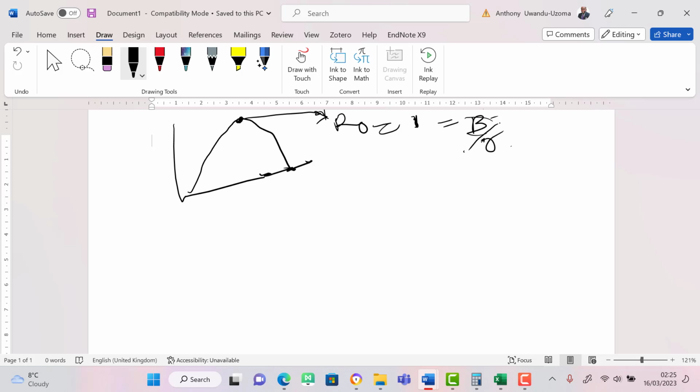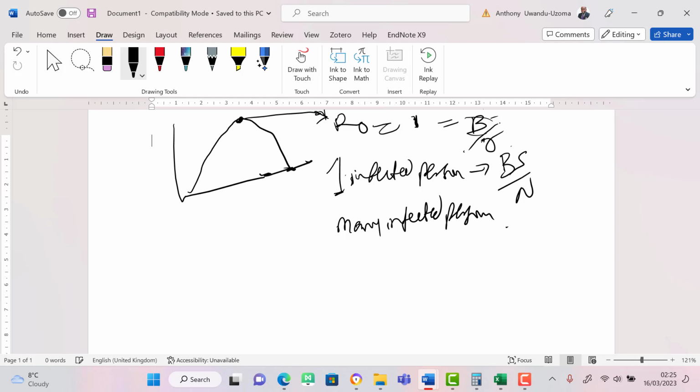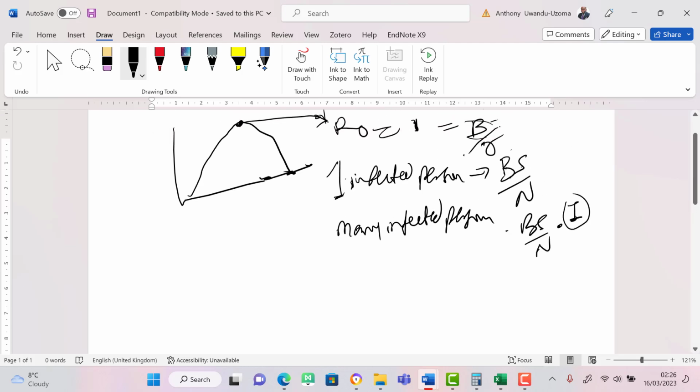That's what we learned. Number two, we learned that one infected person can infect BS/N number of persons. And then for many infected persons, the number of people that they can infect is given by BS/N times I, where I is the initial number of infected. B is the contact rate, the rate at which infected people contact new members. S is the number of susceptible persons. N is the total population. I is the total number of infected persons. So these are the important formulas you have to learn.